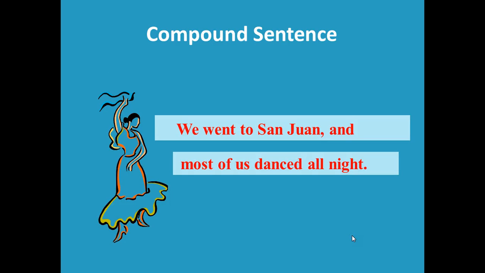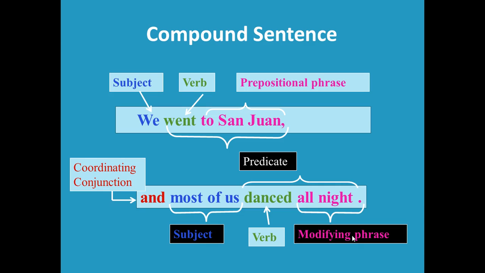Compound sentence. We went to San Juan, and most of us danced all night. In this compound sentence, you will see that you have we as a subject, you have went as a verb, and you have San Juan as a predicate. Now, that is an independent clause all by itself. Okay? So that could stand alone. We don't need another sentence. However, we're going to join another sentence with this sentence by adding a comma first of all.